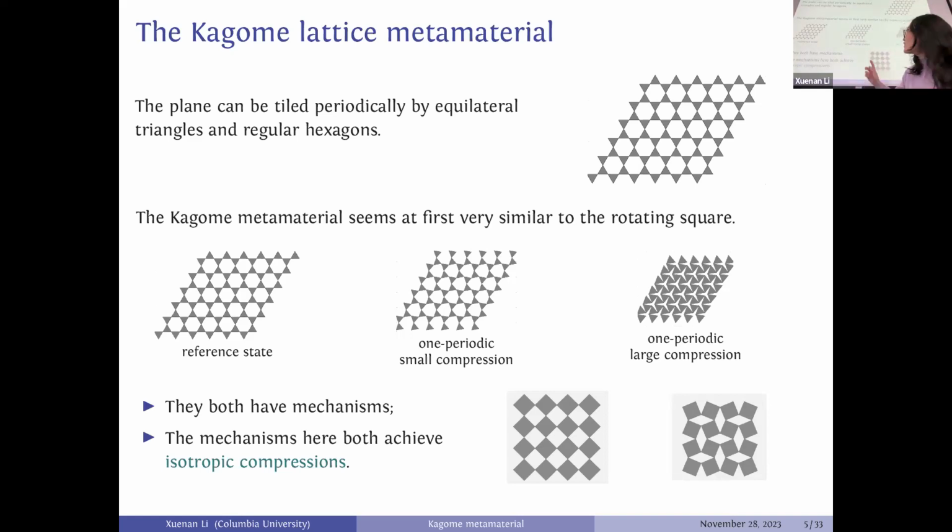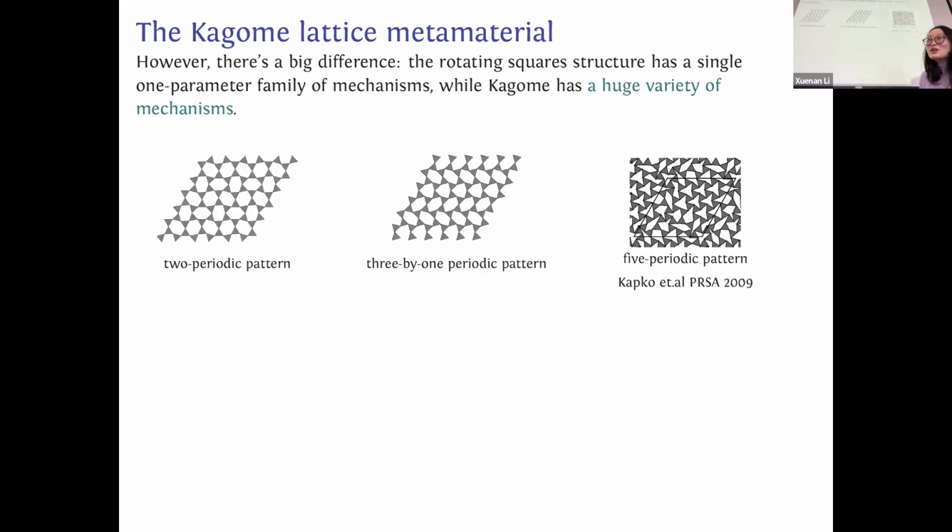But the difference between the Kagome lattice and the rotating square lattice is, on the next page, you no longer have just one deformation. You also have some other deformations, which can be deformed to this one or deformed to that one. I need to point out here, if you see the cursor, this hexagon is reappearing here, right? And it's reappearing here.